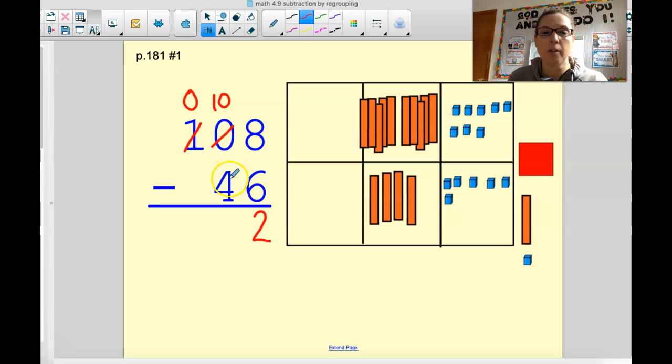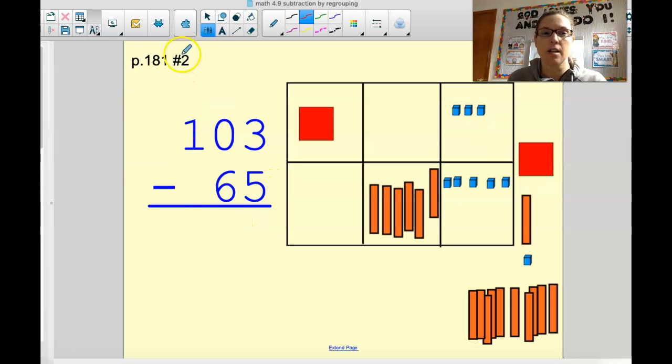10 take away 4 is 6. Now go to the hundreds place. 0, take away nothing is 0. And since it's 0 here in the hundreds place, we don't have to write it. So 108 minus 46 equals 62.